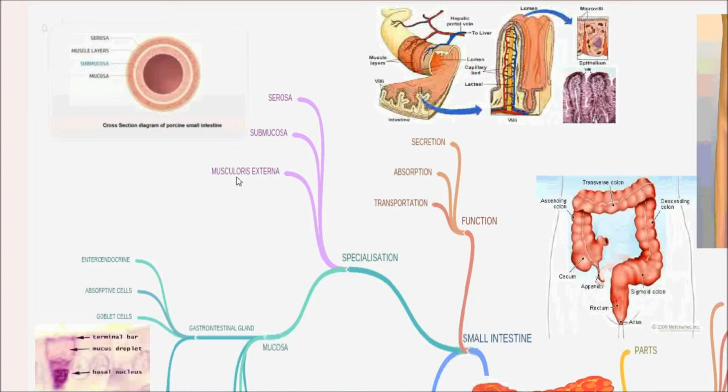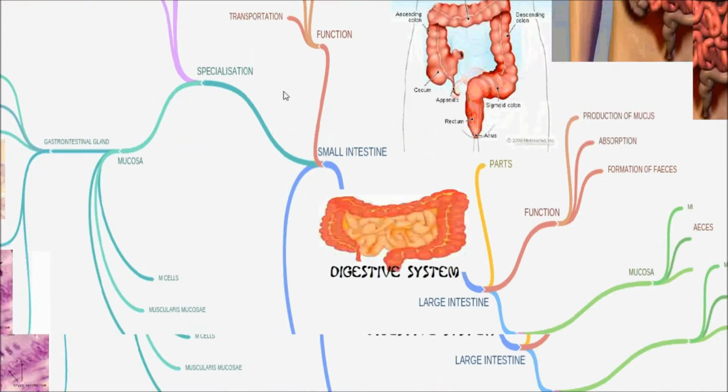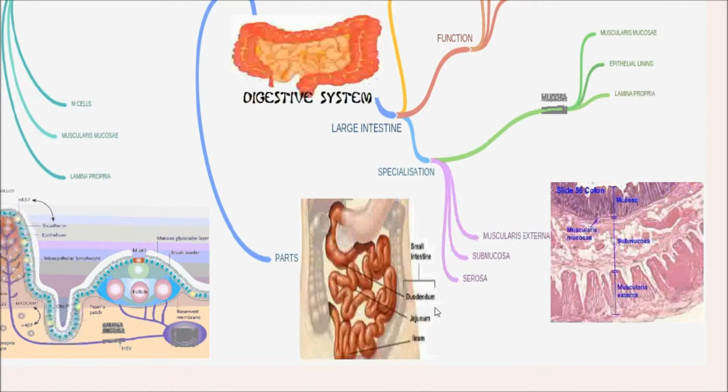The muscularis externa consists of an internal circular layer and an external longitudinal layer of smooth muscle, whereas the serosa is composed of a thin connective tissue covered by the mesothelium. The small intestine consists of the duodenum, jejunum, and ileum.